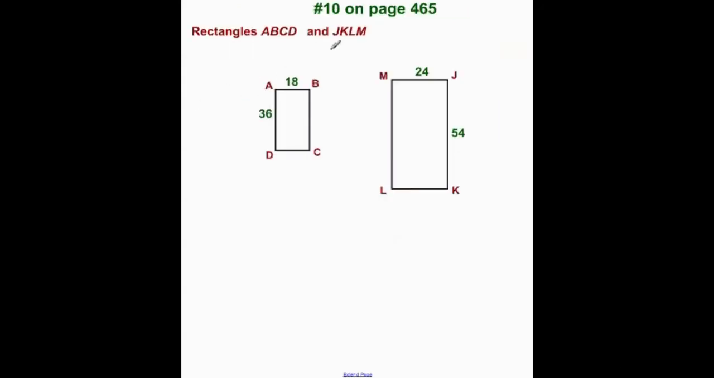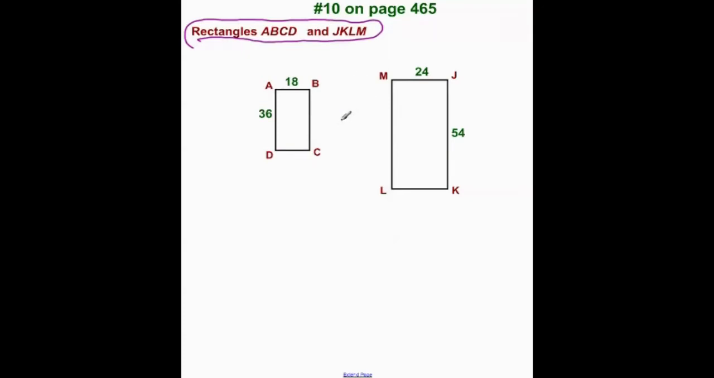This is number 10 on page 465. Now, the instructions are basically determine if the two rectangles are proportional, and if so, write a proportionality statement. This is not a proportionality statement right here. I could have written these rectangles as BCDA and JKLM or MLKJ. I could have written them in any consecutive order that I wanted to. This is not a similarity statement. So let's take a look.